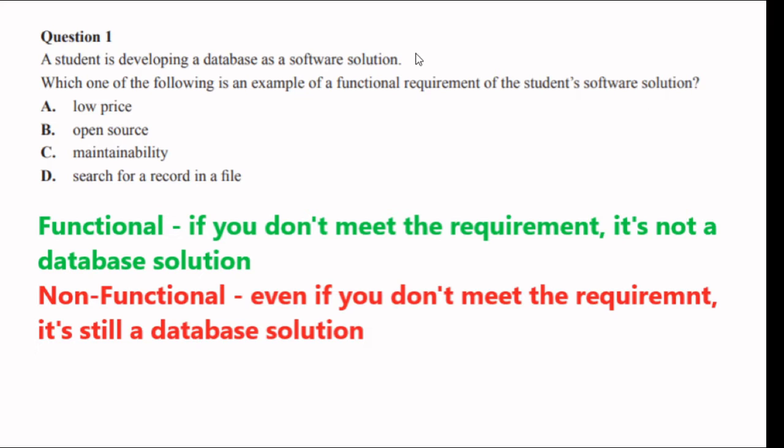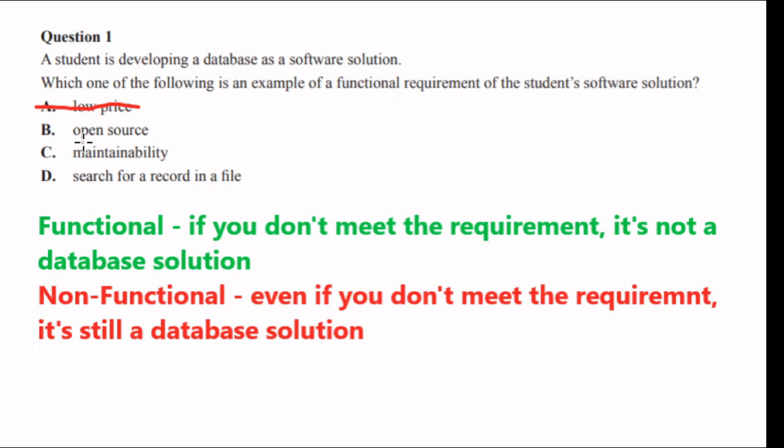So we'll just go through each of these choices that we could go through. So low price. I mentioned before, low price, even if it was a high costing piece of software, it would still be considered a database, just a really expensive one. So that one's a non-functional requirement. We're looking for functional requirements in this question.